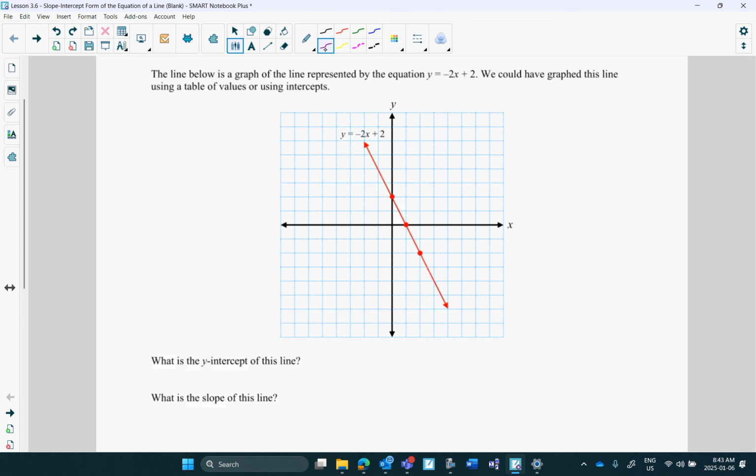Oh, come on, that's an easy one. Where does the line go through the y-axis? Here, right? What's the y-coordinate here? What point is this? (0, 2). So 2. It's the y-intercept.